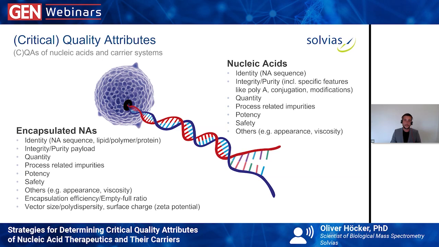Quantity and so on. But there are also some specific quality attributes, especially for the encapsulated ones on the left side, such as encapsulation efficiency or empty-full ratio, so meaning that the payload is also inside the LNP and not outside. Also the polydispersity and surface charge could be critical quality attributes. However, that's still not as clearly defined. Today I will be talking about the ones that are marked here in light blue, such as identity, integrity, encapsulation efficiency.